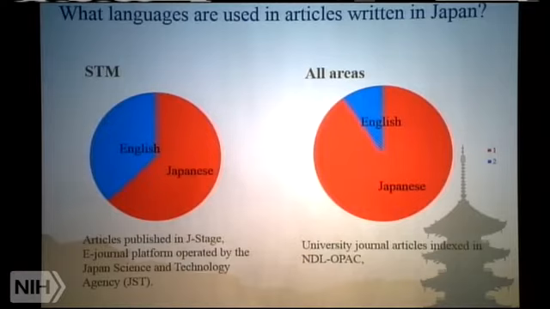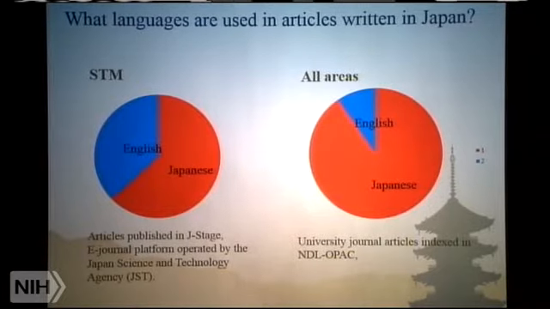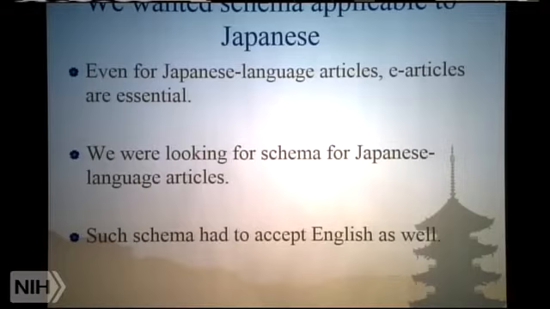Searching NDL OPAC, which contains various articles published in Japan, revealed that there are about 47,000 university journal articles in Japanese in 2013, while about 5,000 in English. That is, 19.4% were in Japanese. Even for Japanese language articles, e-articles are essential.